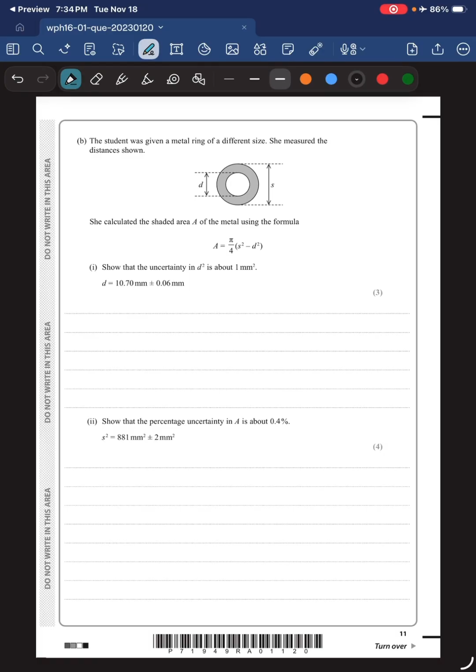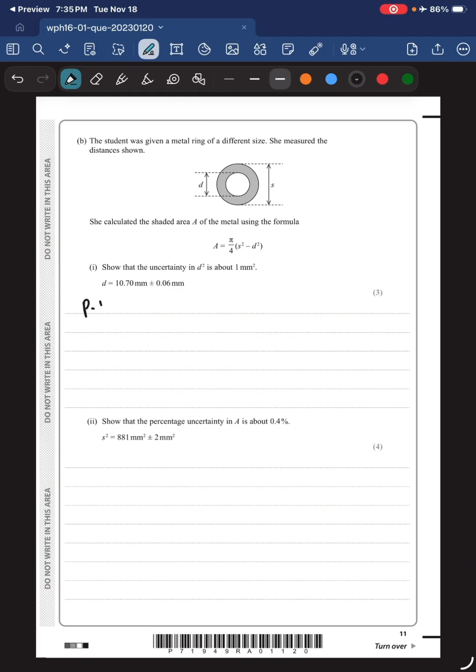Okay, that's correct. Show that the uncertainty in d squared is about 1 squared millimeter. Okay, and we're given the d. So we have to find the uncertainty in d squared, which is 2 times the percentage uncertainty of d, so the percentage uncertainty of d.